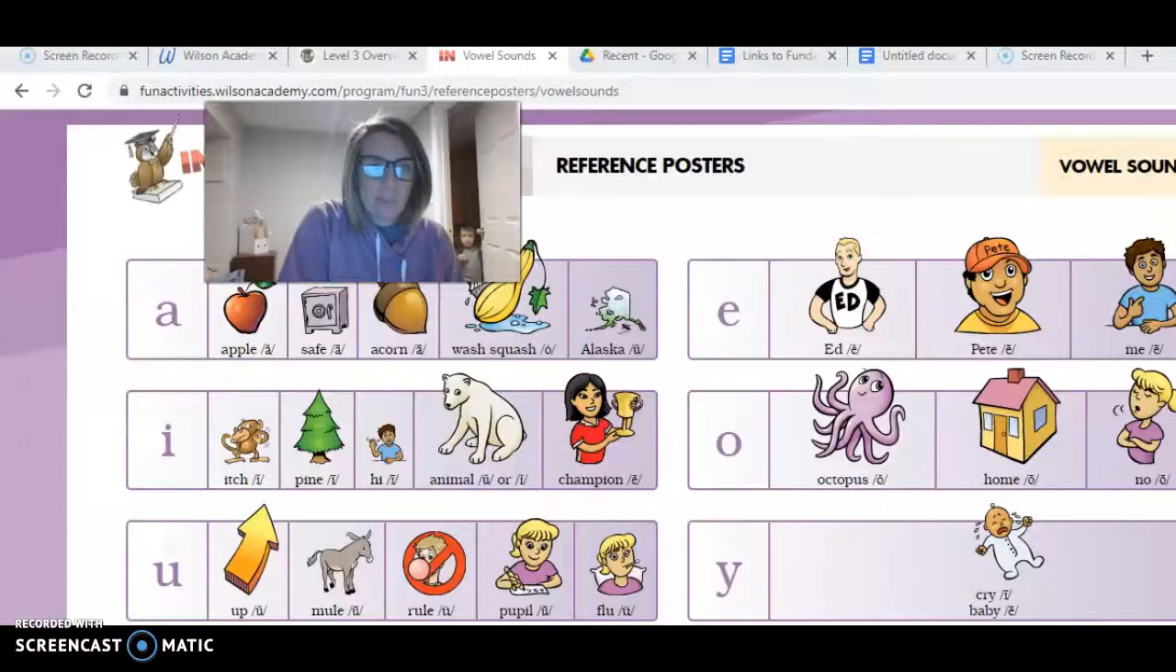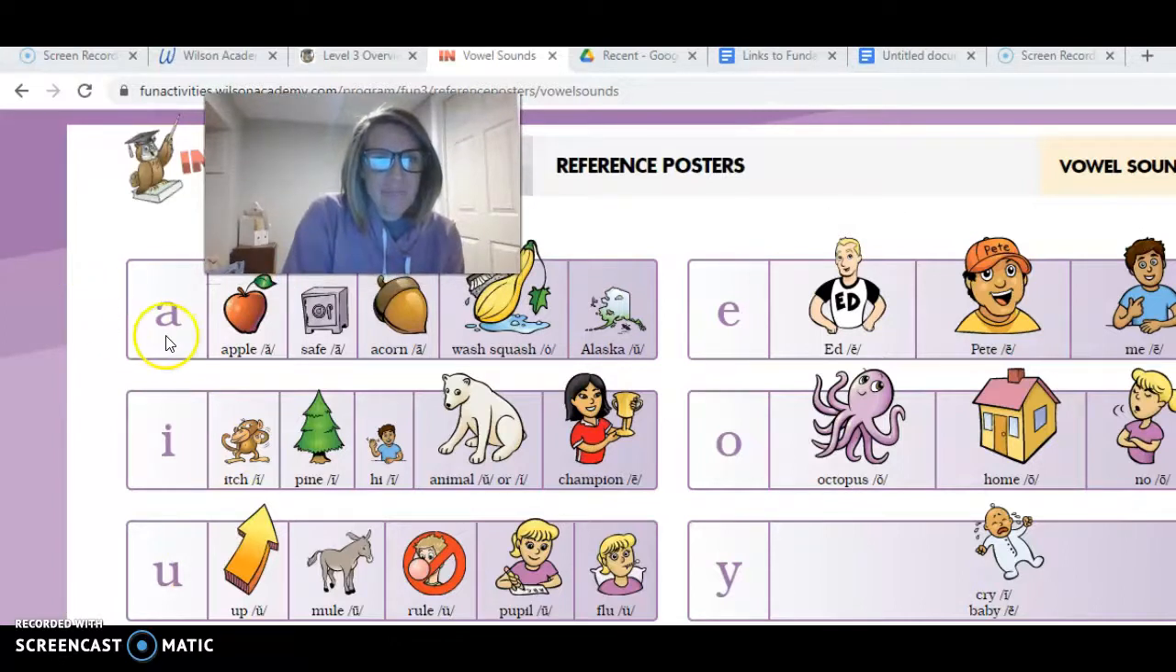For the next part of our warm up, let's do some vowel sounds. All right, let's start with the A. Repeat after me. A, apple, A, safe, A.